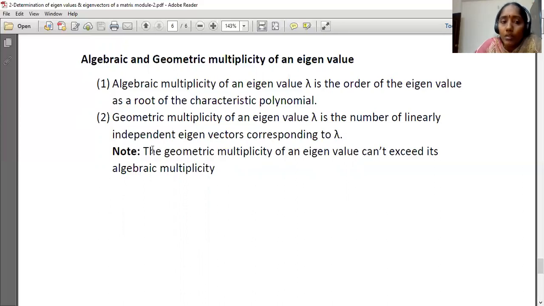One note point: the geometric multiplicity of an eigenvalue cannot exceed its algebraic multiplicity. That means the number of eigenvectors corresponding to an eigenvalue cannot exceed how many times it is repeated.